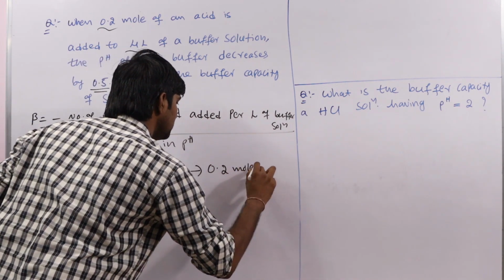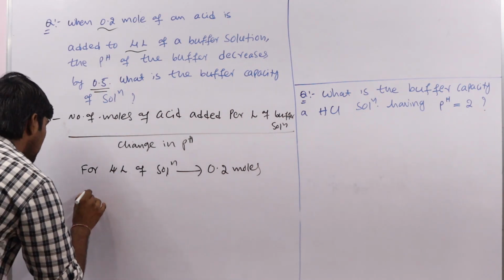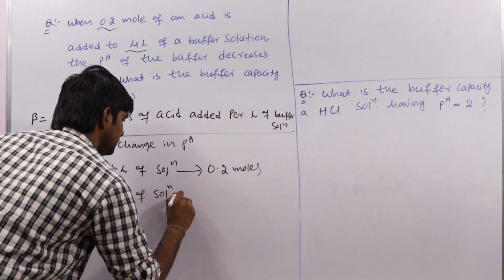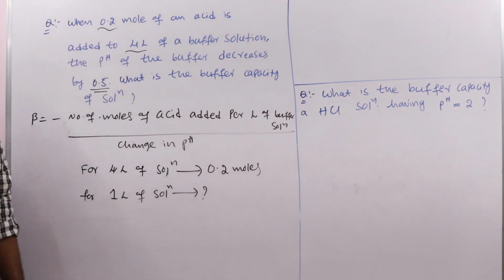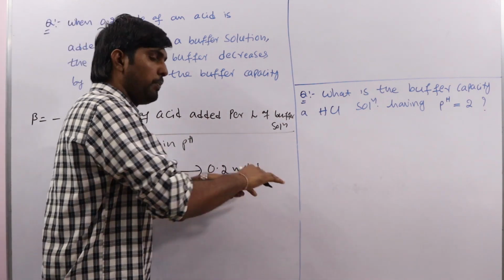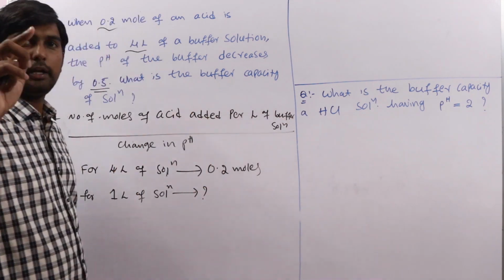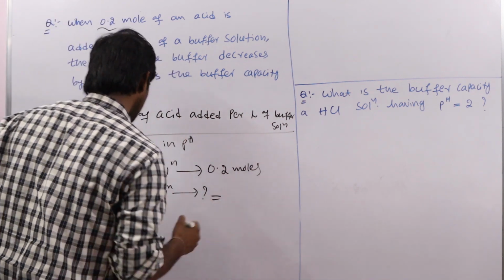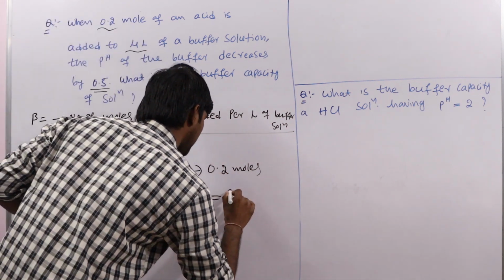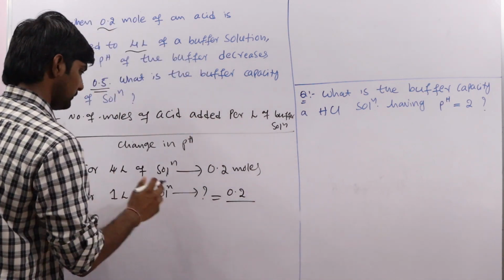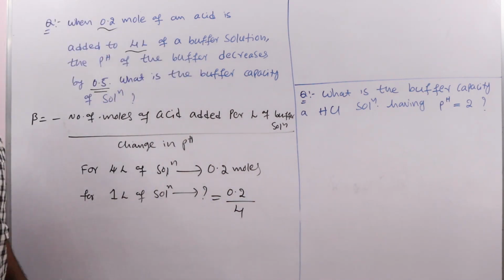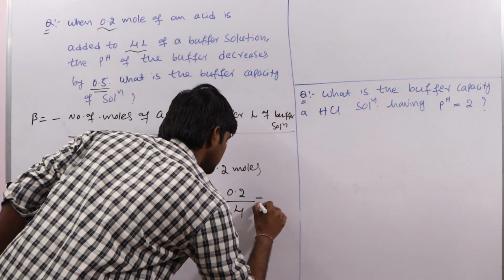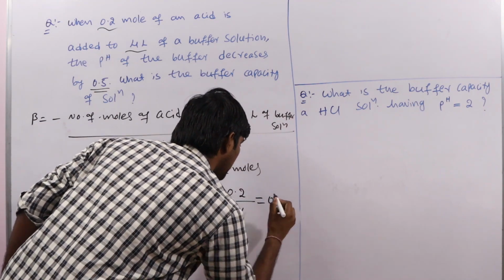0.2 moles. Now we have to find, for 1 liter of solution, how many moles of acid is added. For 4 liters, 0.2 moles, but we need per liter how many moles of acid is added. If you do cross multiplication, we get 1 into 0.2 by 4. So if you simplify this, we get 0.05.